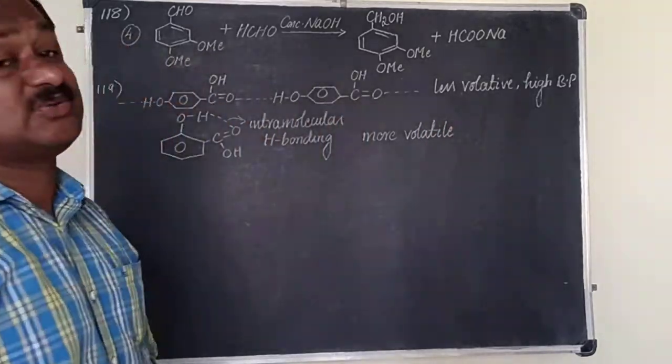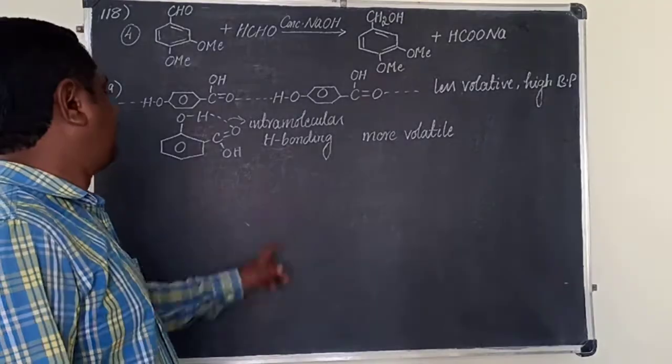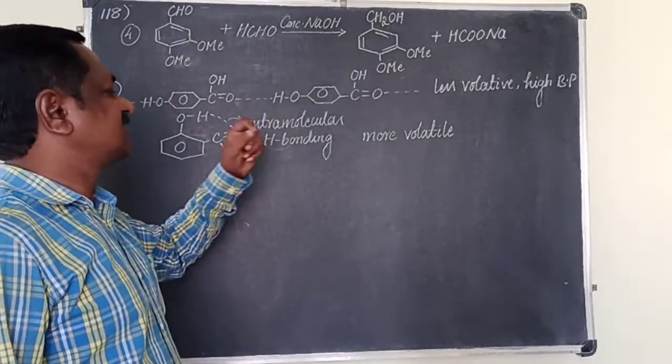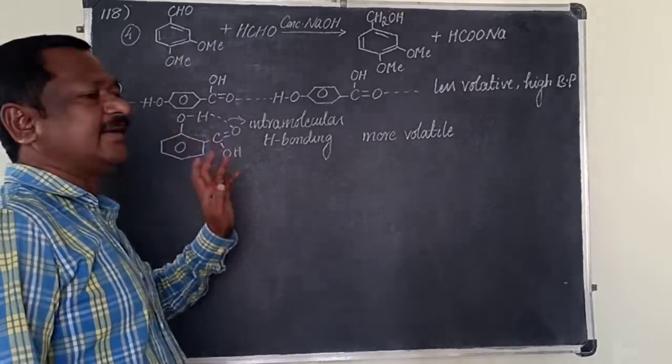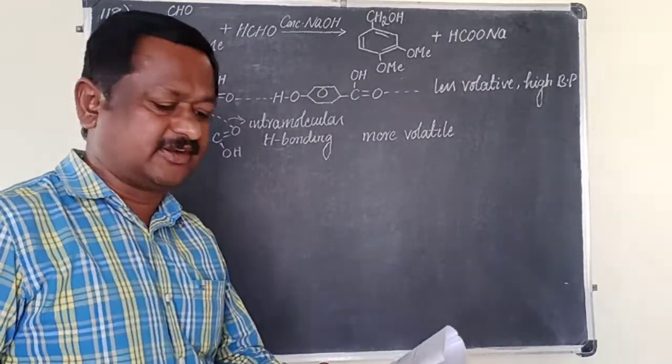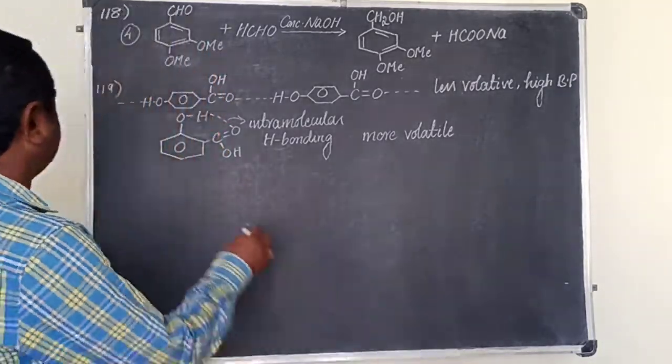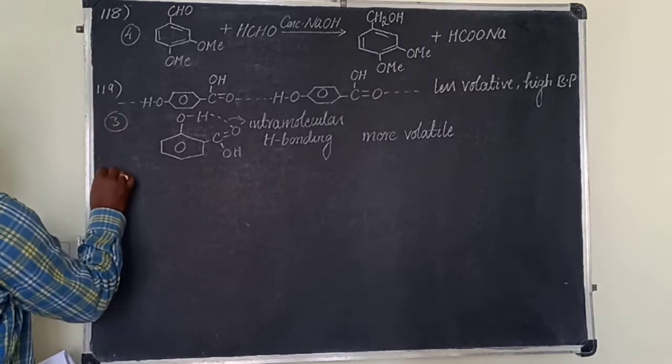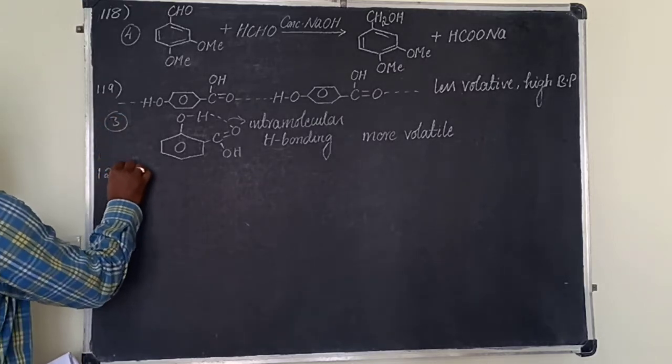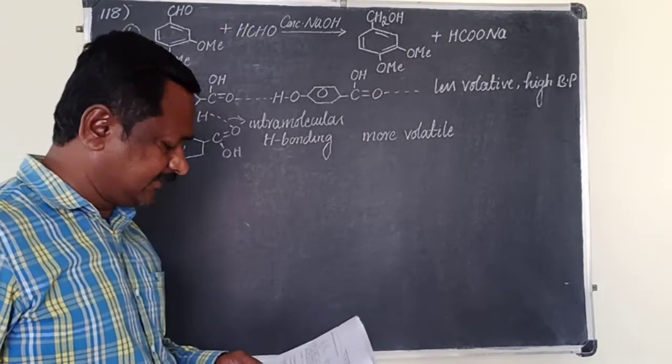You studied this in the solutions chapter. That's why the maximum volatility is for ortho hydroxybenzoic acid. This is option 3. Yes, option 3. Right. Next, 120.